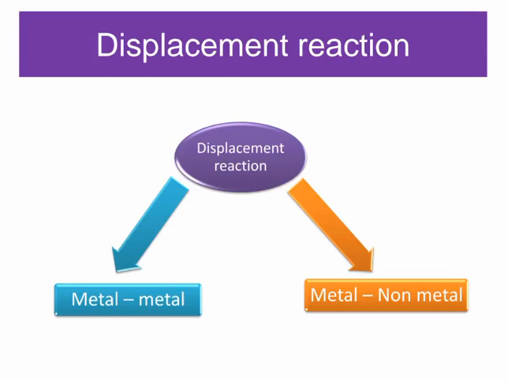Displacement reactions are of two types: metal with metal, and metal with non-metal. A single displacement reaction occurs when one element in a compound is replaced by another element. A metal only substitutes for a metal, and a non-metal only substitutes for a non-metal. Dear students, only a more reactive element can replace the other element in the compound with which it reacts.